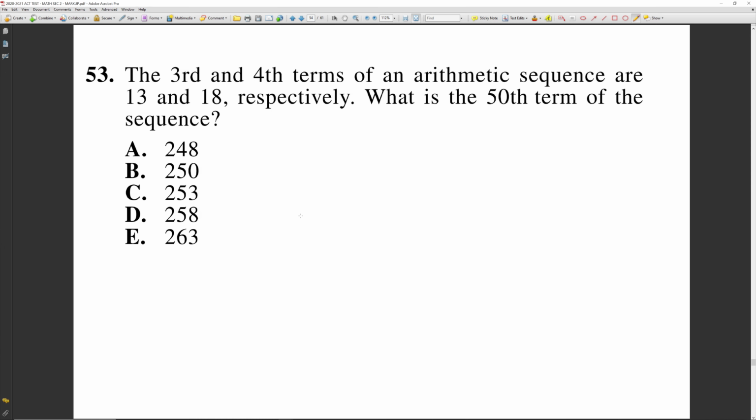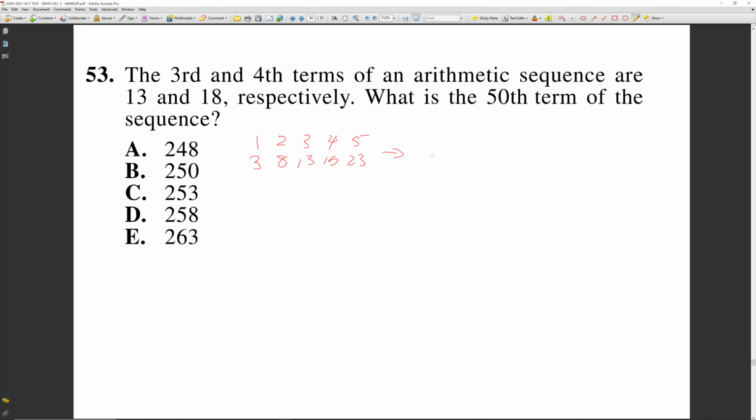You got this! The third and fourth terms of an arithmetic sequence are 13 and 18 respectively. What is the 50th term of the sequence? So that means if my third and my fourth terms are 13 and 18, let's go backwards, right? My second term would have been 8, my first term would have been 3. So my fifth term would have been 23, and so on and so forth.